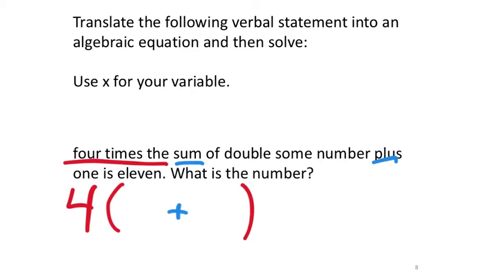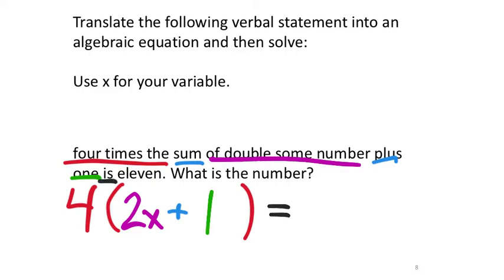But this one, it's 4 times the sum. If you see that, even if it said 4 times the difference, the only difference with that would be that you'd have subtraction there, okay? But you still have the parentheses. So it's 4 times the sum of what? Well, double some number, so that's double would be 2. Of course, if we saw triple, that'd be 3. I don't think they'd ever go as high as quadruple or higher, but double, okay? Plus 1. Okay, there's double some number plus 1, and that's 4 times that sum right there, is 11.